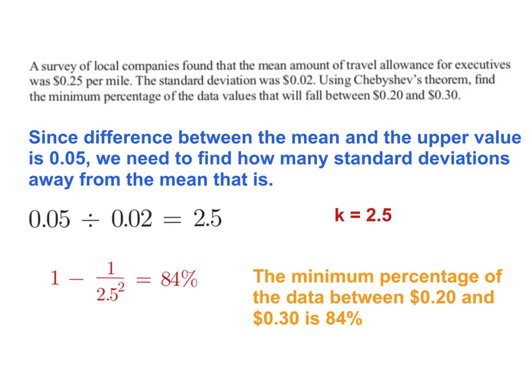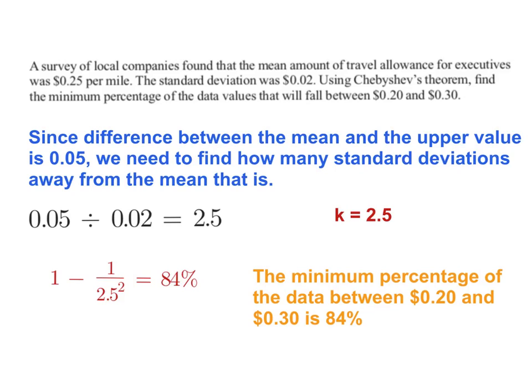The minimum percentage of data between 20 and 30 cents is 84%. So at least 84% of all the data in this data set falls between 20 and 30 cents. It's possible that there's more, but the minimum is 84%. So in this type of problem, you have two things. One, instead of them giving you the number of standard deviations away, you have to find it. And two, plug it in to find the percentage. Questions on that?